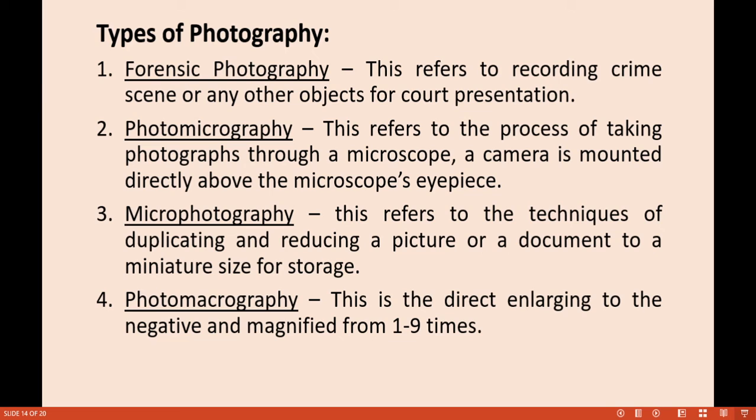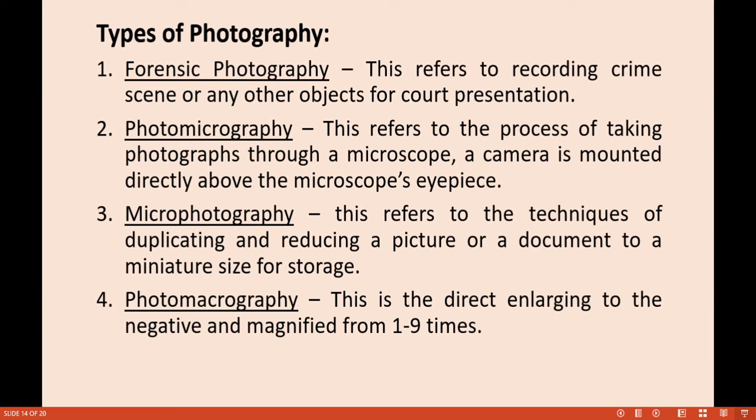Types of photography. There are types of photography. Number one is forensic photography. Forensic refers to the science or the recording of the crime scene or any other objects for court presentation. Number two is photomicrography. This refers to the process of taking photographs through a microscope. A camera is mounted directly above the microscope's eyepiece.